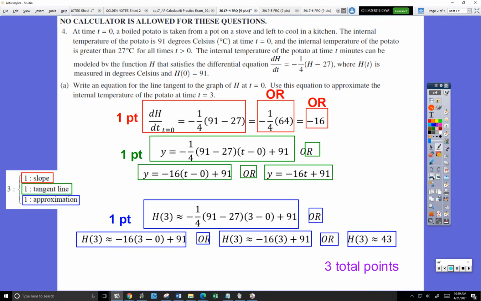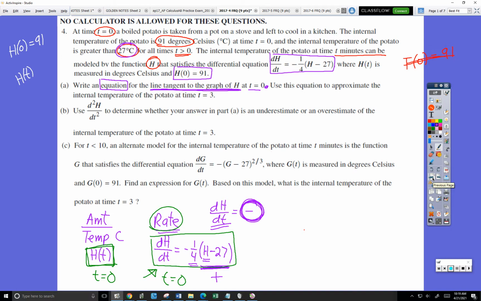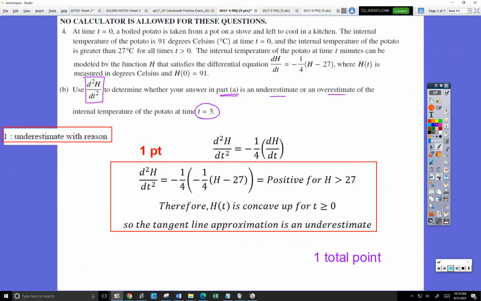and because we figured out earlier that h prime would always be negative, we know the graph of h is always decreasing. If the graph of h decreases something like this, where h is concave up, then when we create a line tangent to h, right here at time equals 0, that tangent line will always be below h.